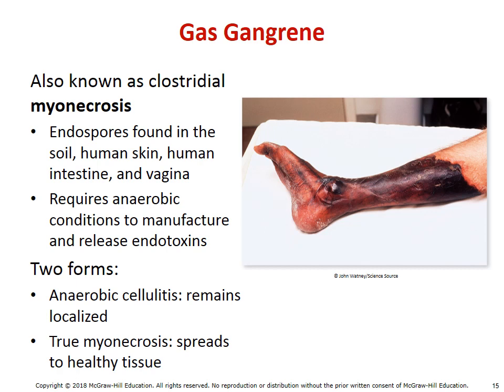So usually this occurs whenever we have a deep cut or wound that allows for Clostridium to be deposited away from oxygen. Once away from oxygen, it readily grows and releases multiple endotoxins, I should say, that are going to break down muscle tissue, hence the name myonecrosis. There are again going to be multiple forms. There's anaerobic cellulitis, which is going to remain localized, and then there's true myonecrosis, which will spread rapidly even into very healthy tissues.